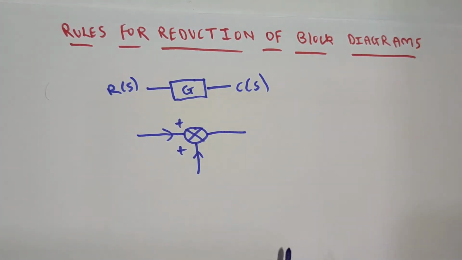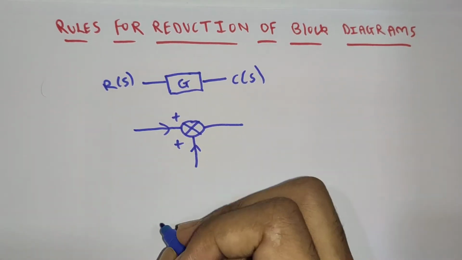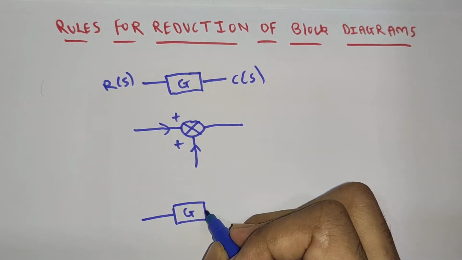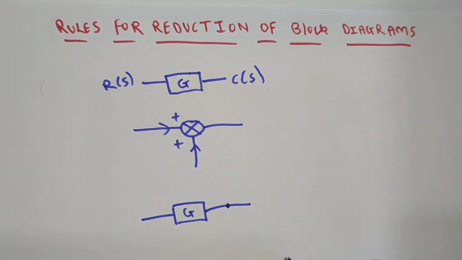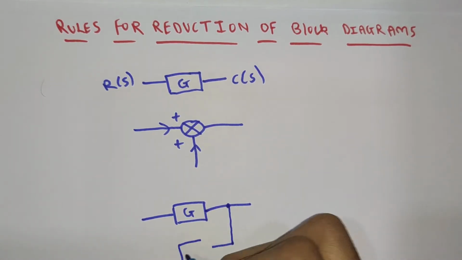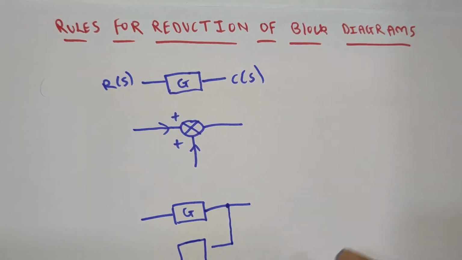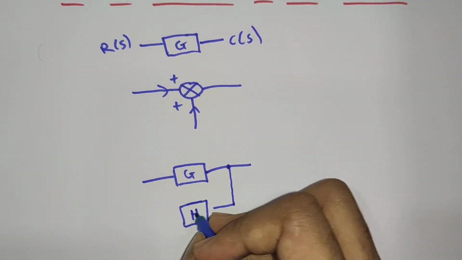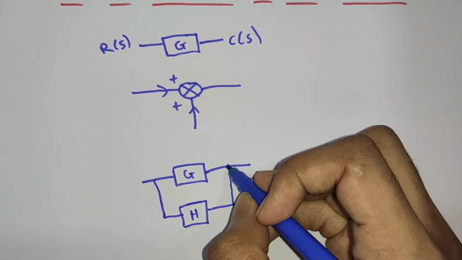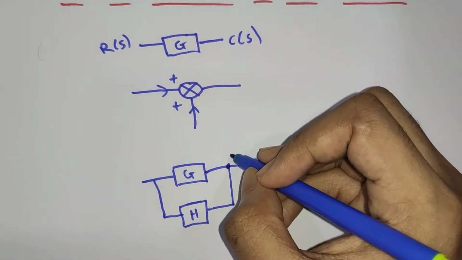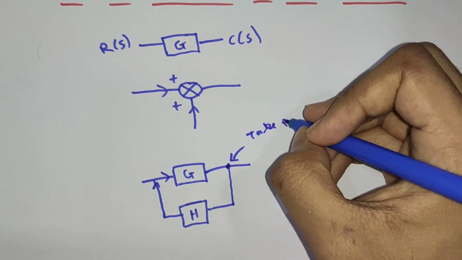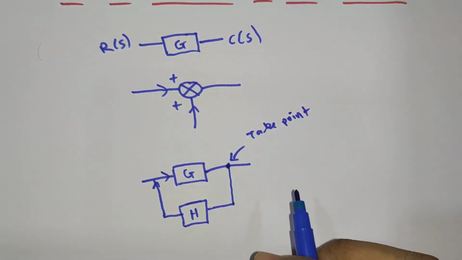And the third thing that you must know is a takeoff point. Let's take a block G, and from this point there's a feedback gain, denoted by H. If the feedback originates from this point, then this point is called the takeoff point. So the takeoff point is a point from where the feedback loop originates.